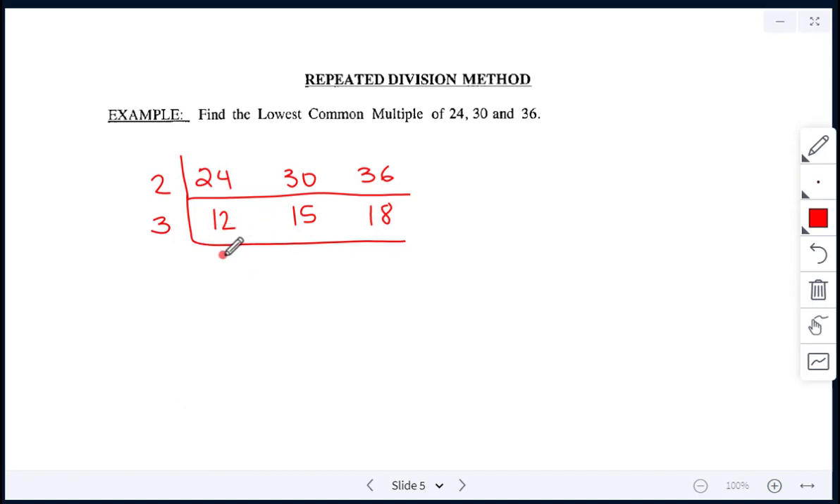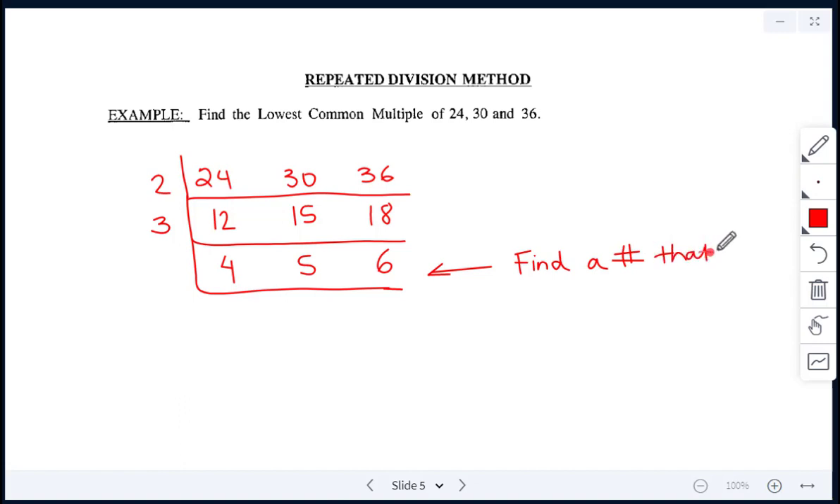So 12 divided by 3, that's 4. 15 divided by 3 is 5. 18 divided by 3 is 6. All right, so now if we look at our numbers, we have 4, 5, and 6. So at this point, we can't find a number that's divisible by all 3. So what you're going to do here is find a number that will divide into at least 2 of the numbers.